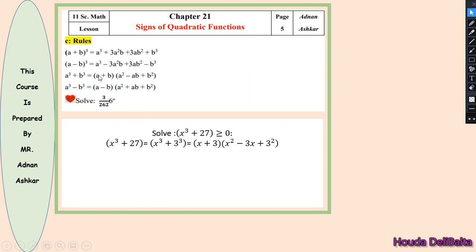Notice a cubed plus b cubed, we take a and b here, so here we take x and 3. So x cubed plus 3 cubed, we take x plus 3, because we have plus here. Now here we have x squared minus 3x plus 3 squared. So we are just applying this rule. Now we continue.